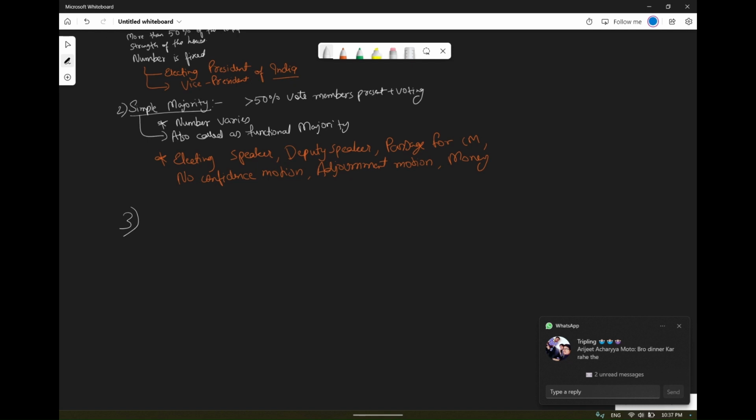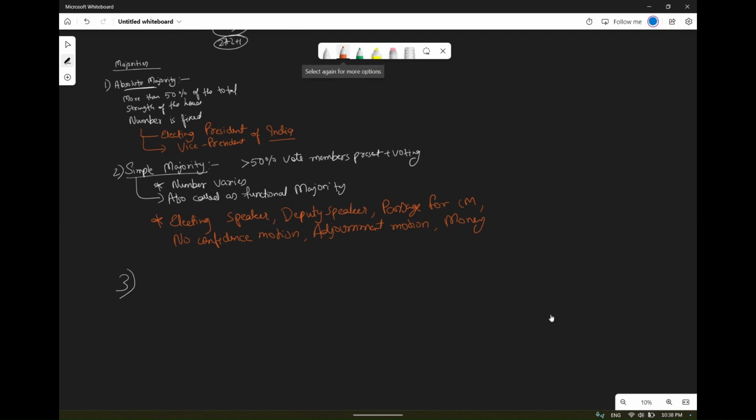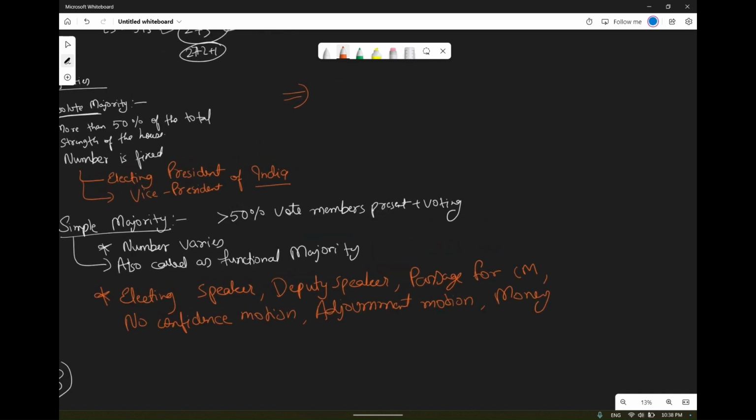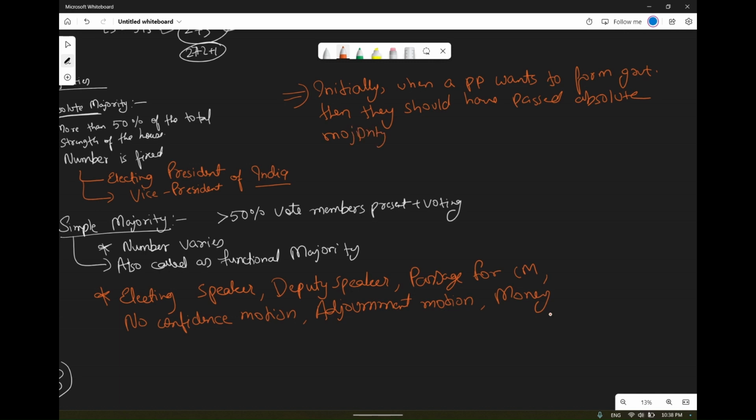Initially, when a political party wants to form a government, they should have an absolute majority, that is, more than 50% of the total strength of the house.